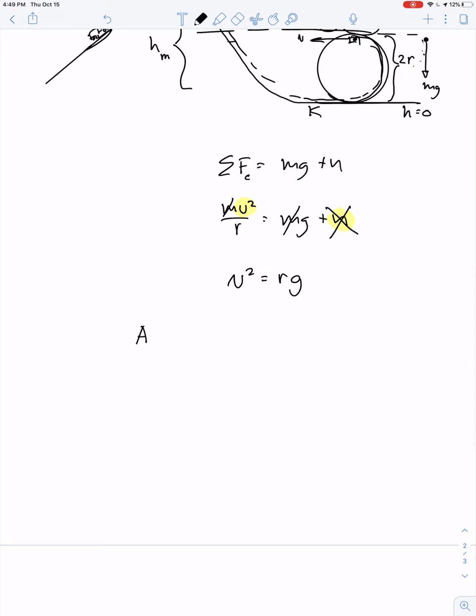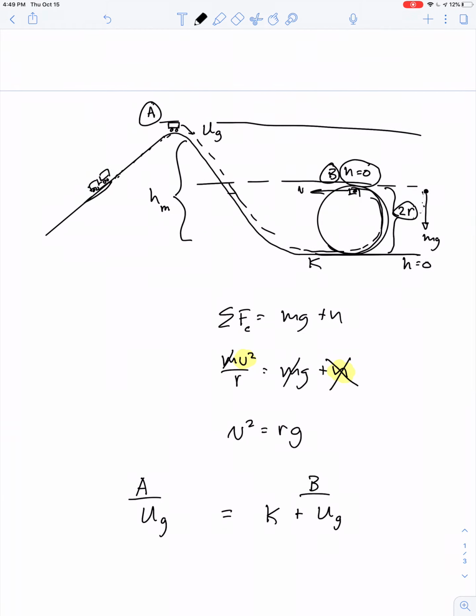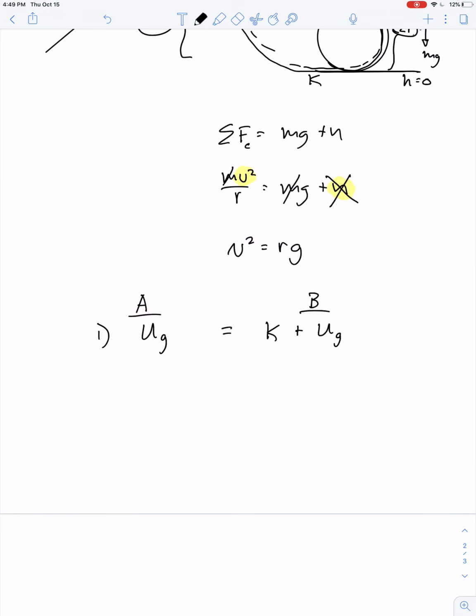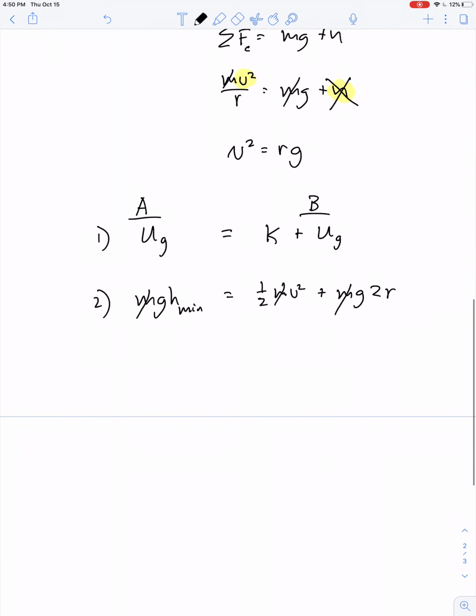So setting the energy at point A equal to the energy at point B, this is just an exchange of gravitational potential energy for kinetic energy plus some smaller amount of remaining gravitational potential energy, right? It's at a height here, it's at a larger height here. So in fact, the initial gravitational potential energy is equal to mg h minimum. Kinetic energy, of course, is 1/2 mv squared, and then we have a remaining potential energy of mg2r. There's an m in every term, so I'm going to cancel that out.